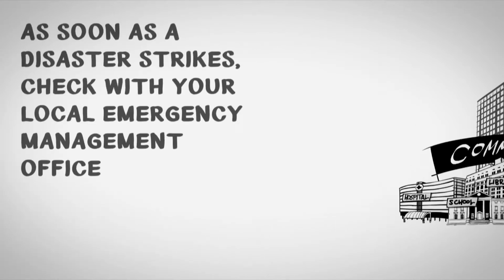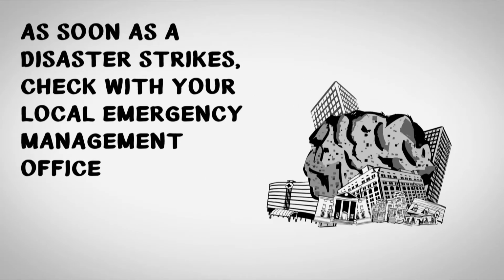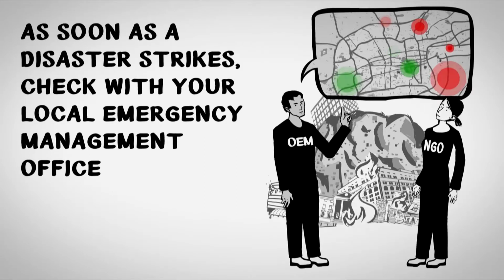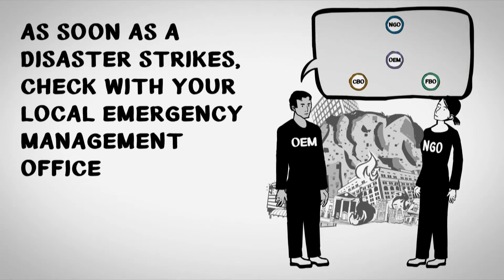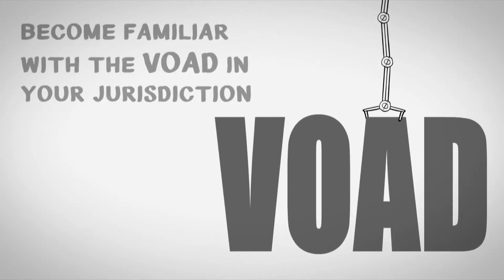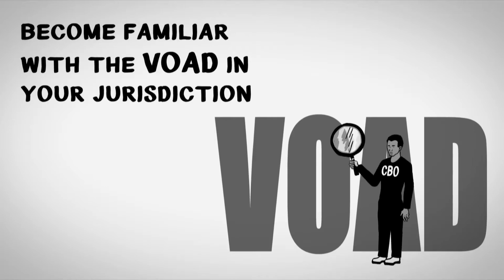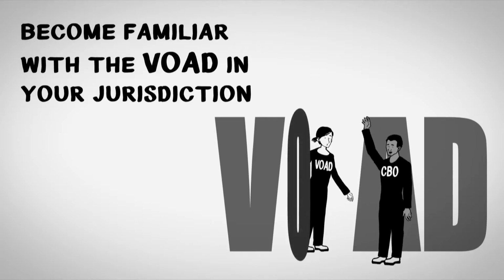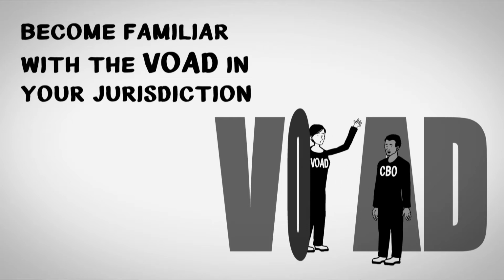As soon as disaster strikes, check with your local emergency management office to see if it's safe to go into the affected zones, and then determine how you can join the team and help your neighbors. You should also become familiar with the VOAD in your jurisdiction and introduce yourself and your organization or agency so that when disaster strikes, you can be an effective part of that response.